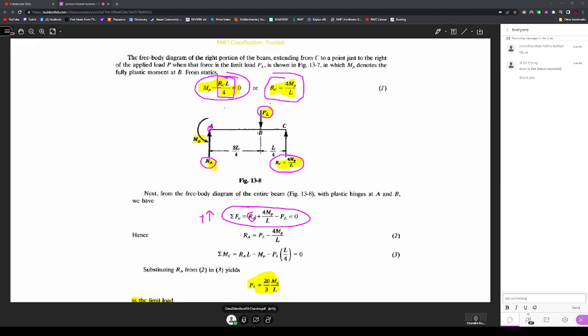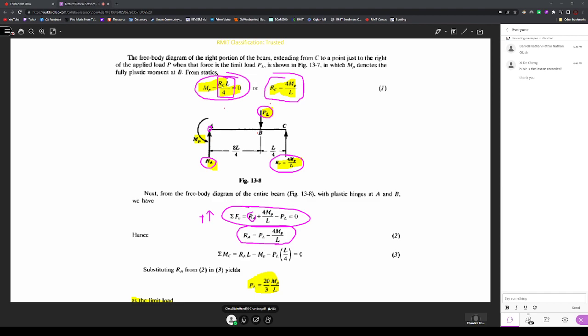This PL becomes negative. So the sum of the forces acting on this system will be 0. Then we can substitute our RC value here. Because RA is from this, you can write PL minus 4 MP over L. So you can calculate what is RA from here. RA will be PL minus 4 MP over L.